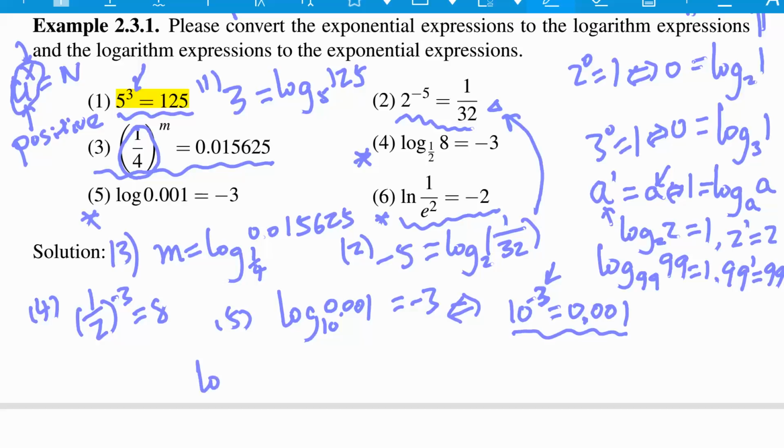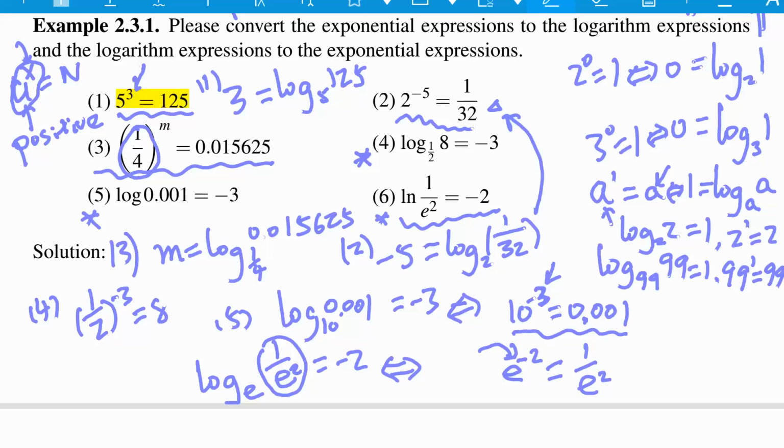Question 6, we want to know that here is natural log. So you may write log base e of 1 over e squared is negative 2. How do you rewrite that? Base is always the base. So e was the base, and then to the negative 2 equals this number, 1 over e squared. And that's correct, because in order to eliminate this negative sign, you have to put 1 upstairs. Downstairs, it's just e squared. Okay? All right. I'll see you next time.